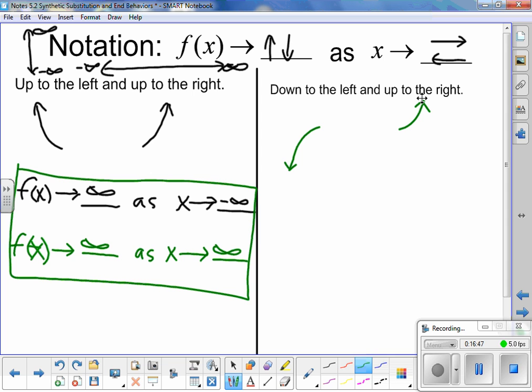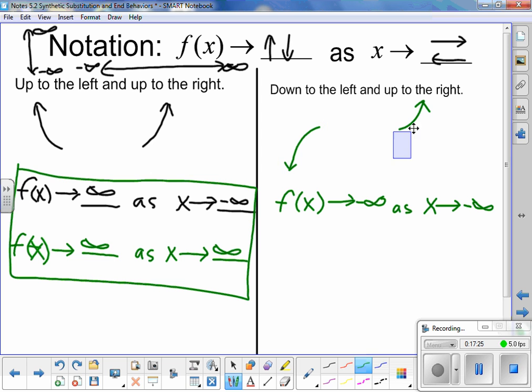Now let's do the f of x part. So f of x goes to something as x goes to something else. So for the x part, talk about the left-hand side first. The left-hand side will be negative infinity. So that's the left part of my graph. The end behavior on the left is going down. So f of x tells me up or down. Down means negative infinity. So another way to read this is you go down as you go to the left. So this is down and to the left.